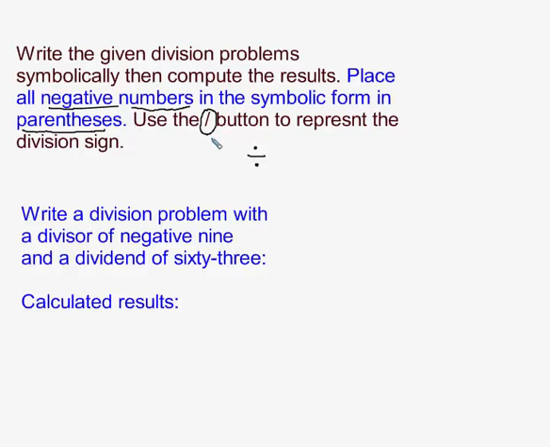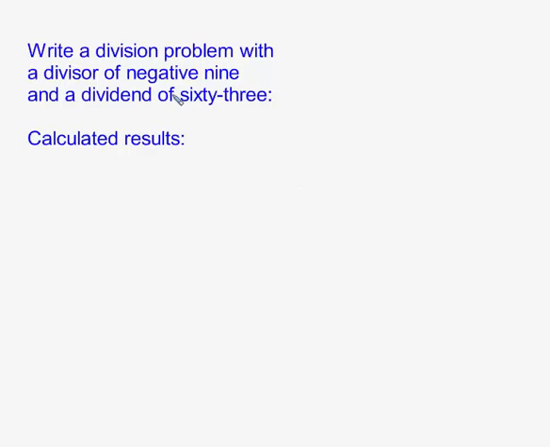Now that we know the directions, let's look at the specific example given. We are to write a division problem with a divisor of -9 and a dividend of 63. A divisor is the number that you are dividing by, and your dividend is what you are starting with. You can think of the dividend of 63 as the number you're starting with, and then we are dividing that by some number, the divisor, and they want that divisor to be -9.